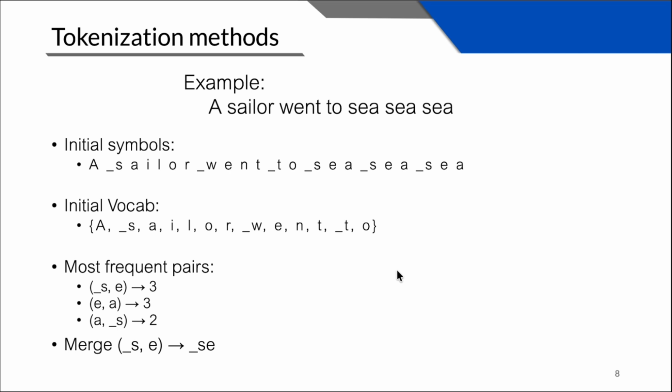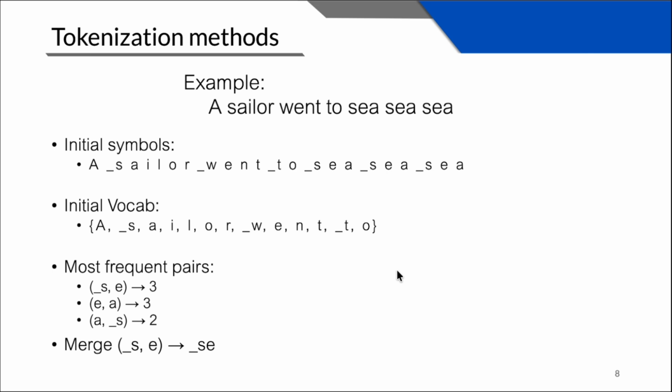So initially we extract the symbols, which are the characters. I want to emphasize that you pay attention to the characters where we have white space before that character. For example, underscore S means white space before S, while when we don't have an underscore, it means that this character was connected to the character or the token that's behind it. The initial vocabulary that we have is the characters, including, of course, the characters with white space.